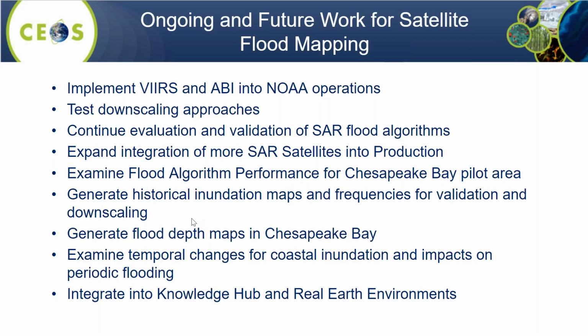So we are continuing to work not only on the algorithms, but on implementing the VIIRS and ABI into NOAA operations. We're testing these downscaling approaches to improve the utility of it for street level evaluations of flooding. We are also adding more SAR satellites to increase our ability to detect. We're going to be generating more historical inundation maps for frequency and validation, as well as understanding the shoreline changes we're seeing that are part of coastal inundation or coastal erosion.